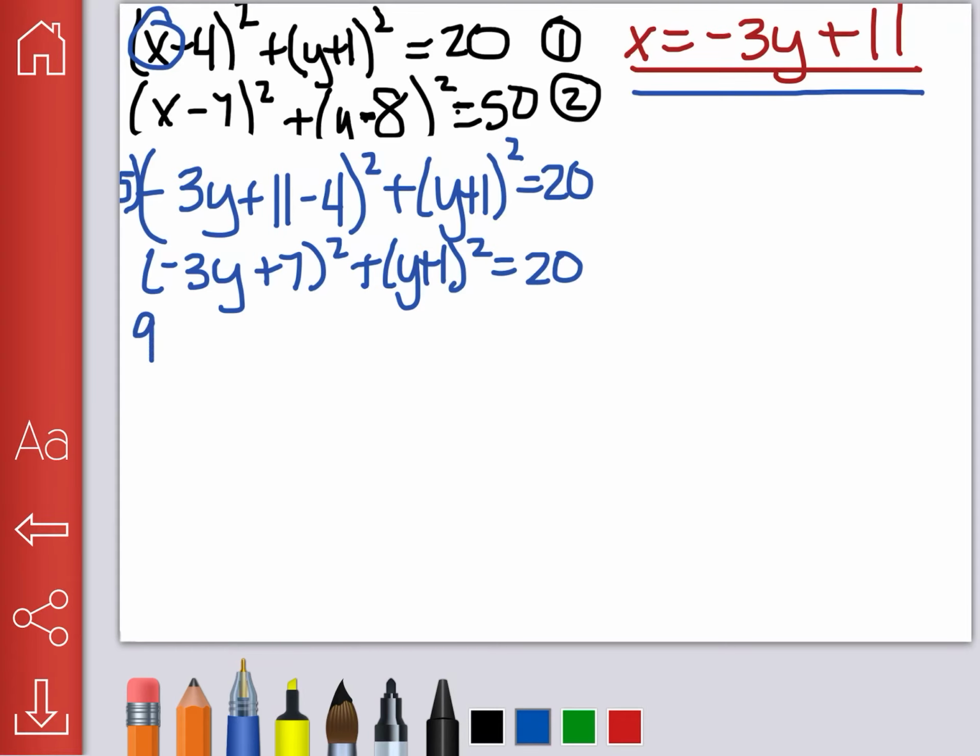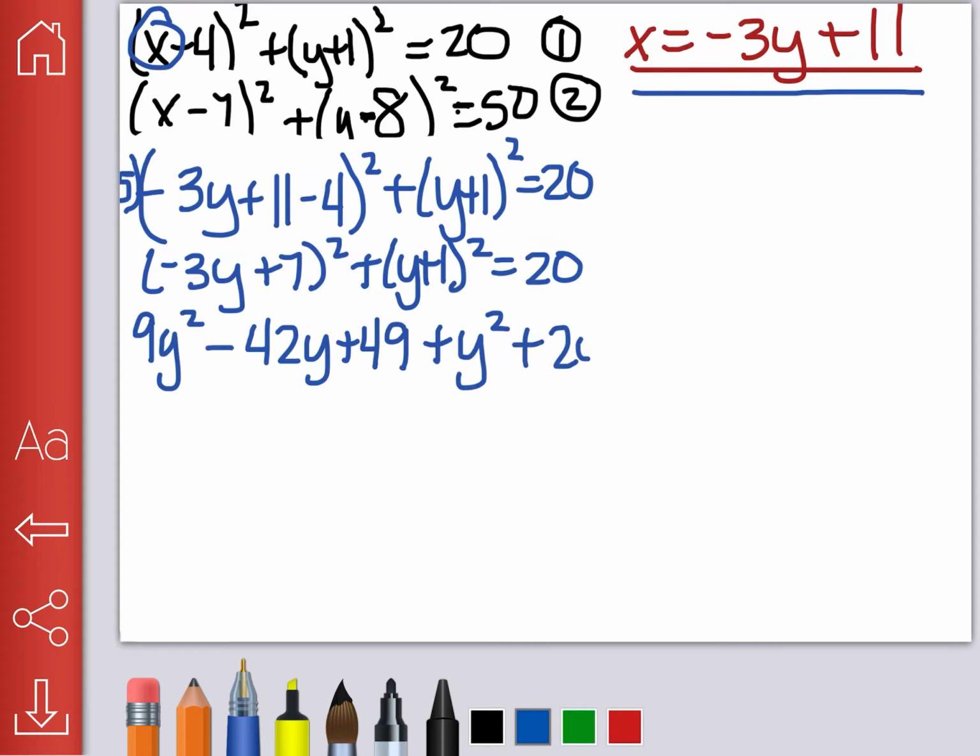Okay, now go through it again. Double the squash. This would be 9y squared. Doubling the squash, squashing it together would give me negative 21y. Doubling it would give me negative 42y plus 49 plus y squared plus 2y plus 1 equals 20.